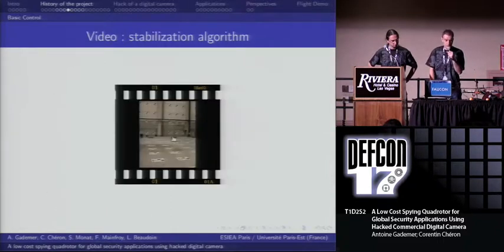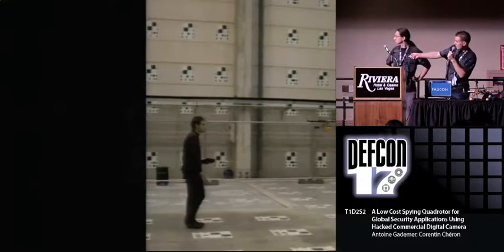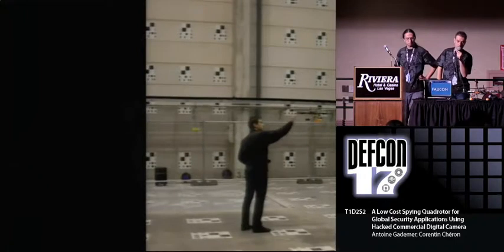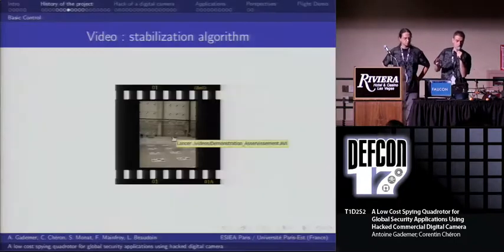So here is a video now with the stabilization algorithm working. So you can see I won't be touching much the RC transmitter. So here it is flying. And even if I push on it, it will come back to its original orientation. But you can see only orientation.